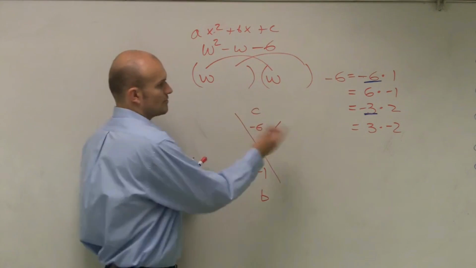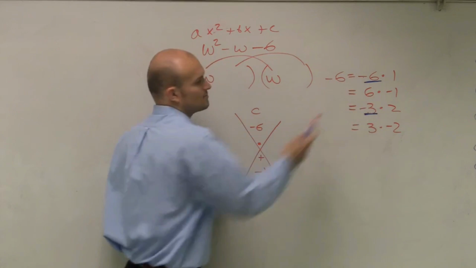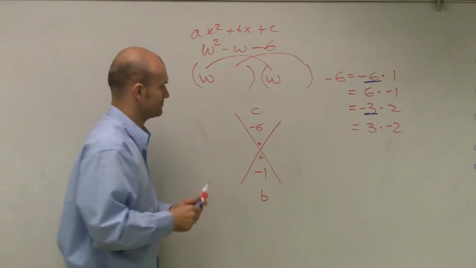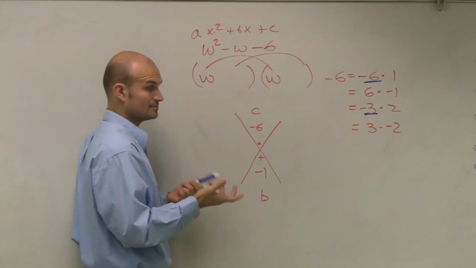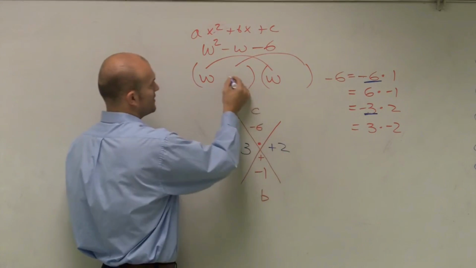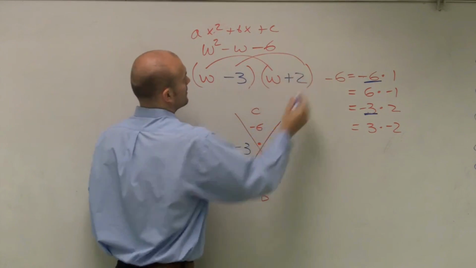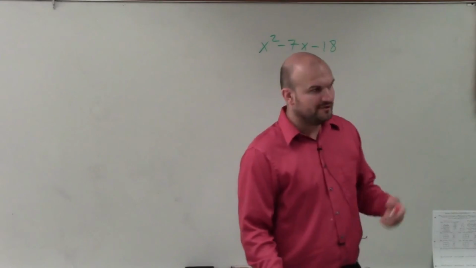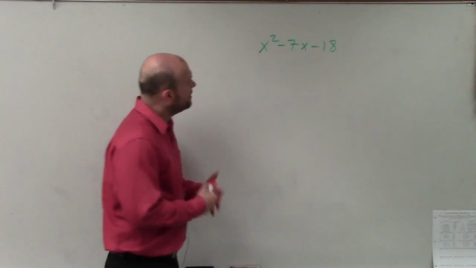All right? So anyways, we look at these two. Which one of these would added up give us a negative 1? It's going to be negative 3 and positive 2. So therefore, that's your answer. Done.